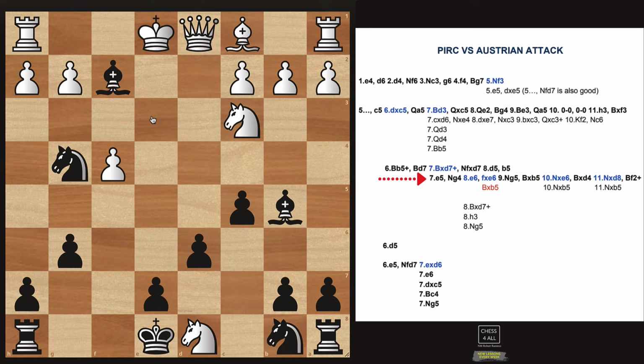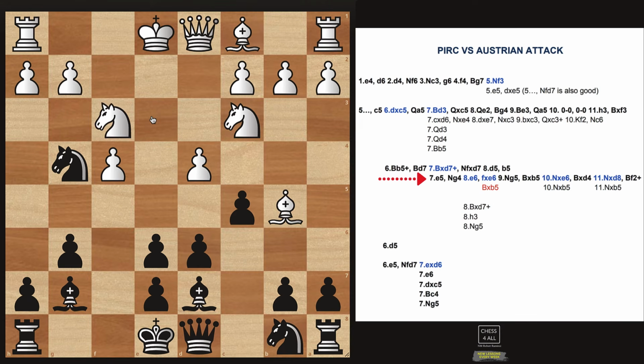So why would you go into a line that is forced draw? Well, that's true, and that's also why I don't do it myself. I just do, when they do e6, I choose bishop takes b5. Now, I played this f takes e6 for a long time, and I never got into this variation.